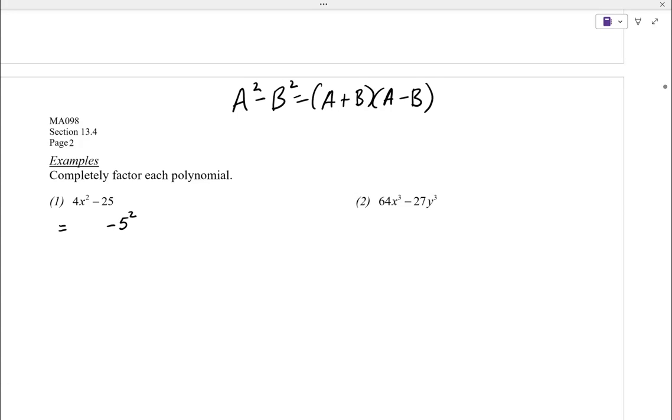If it's going to be a difference of squares, I need something squared for that first term as well. This one's a little bit different. What do I square? Let's ignore the 4 for the time being. What do you square to get x squared? x, right? Now let's do the 4. What do you square to get 4? 2.